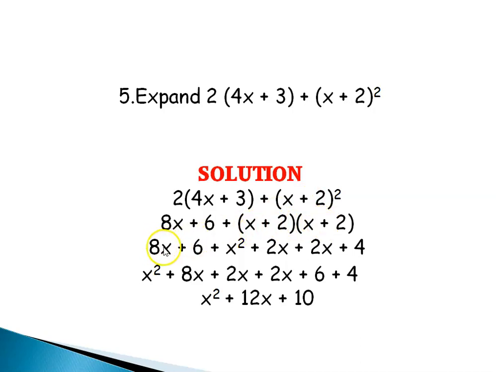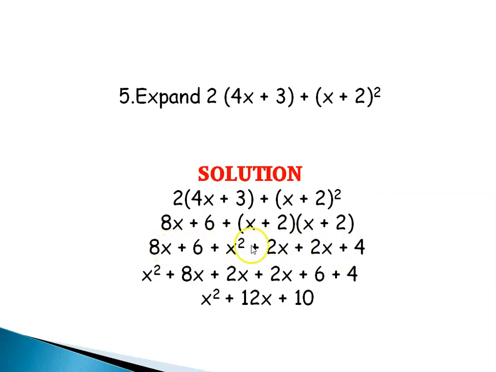Alright, so I'll write this 8x plus 6. And then let me open this bracket. X times x is x squared. X times 2 is 2x. 2 times x is 2x. 2 times 2 is 4. So this is my expansion here.